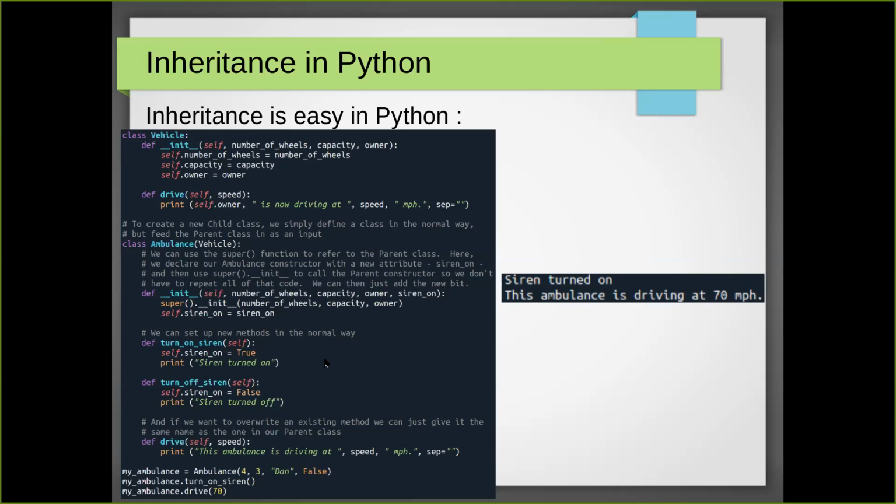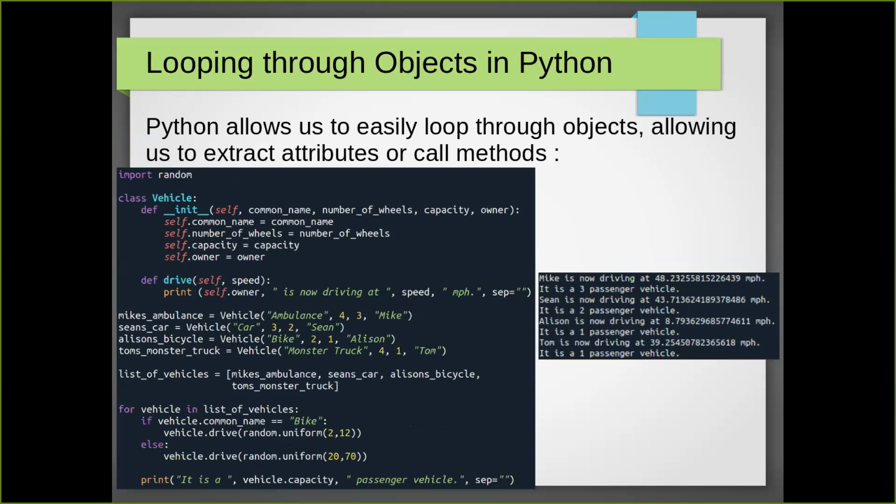Something else just worth flagging up, it came up in a couple of the sessions I sat in on as well. Python allows us to really easily loop through objects. So I saw one group put print and then the name of the object. So in this case, for example, Mike's ambulance.